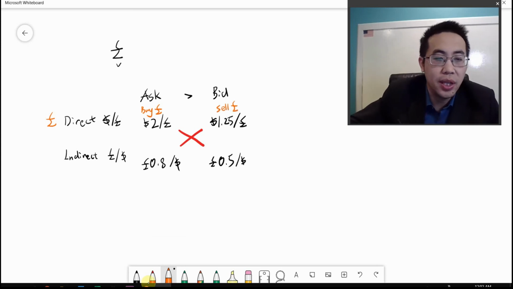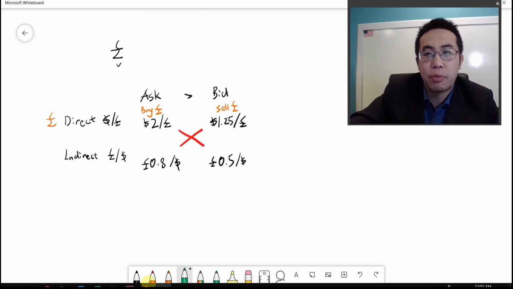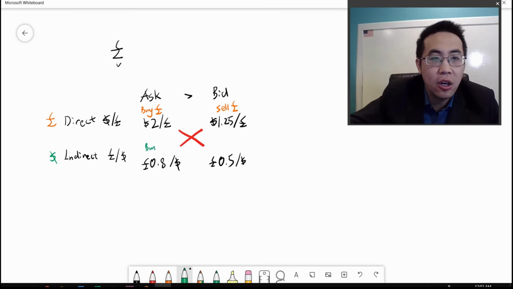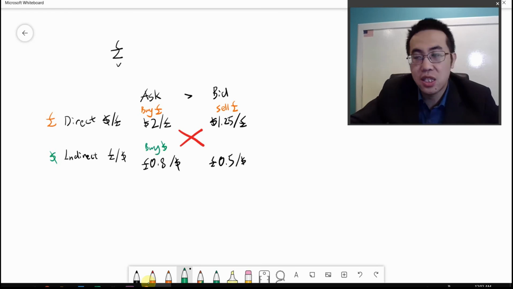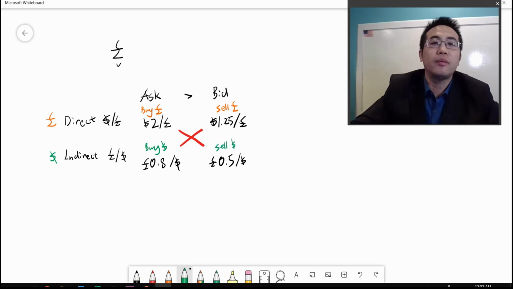But if you are dealing with an indirect quote system, the currency in your transaction, the subject here, is the US dollar, and the US dollar is your commodity, and the price is expressed in British pounds. So the US dollar is the commodity we're trading. If we want to buy $1 US, then we will need to pay 0.8 pounds. So this is about buying US dollars. And if you are selling $1 US, then you would get 0.5 pounds. So this is about selling.